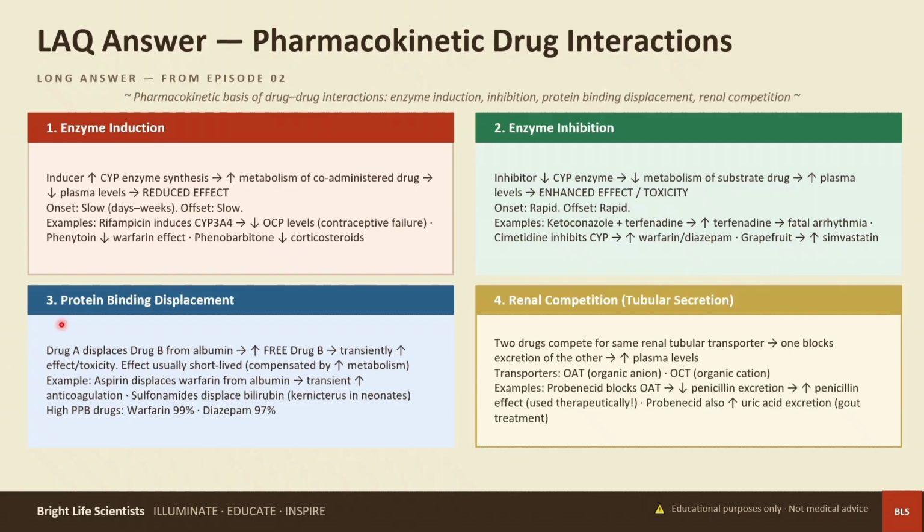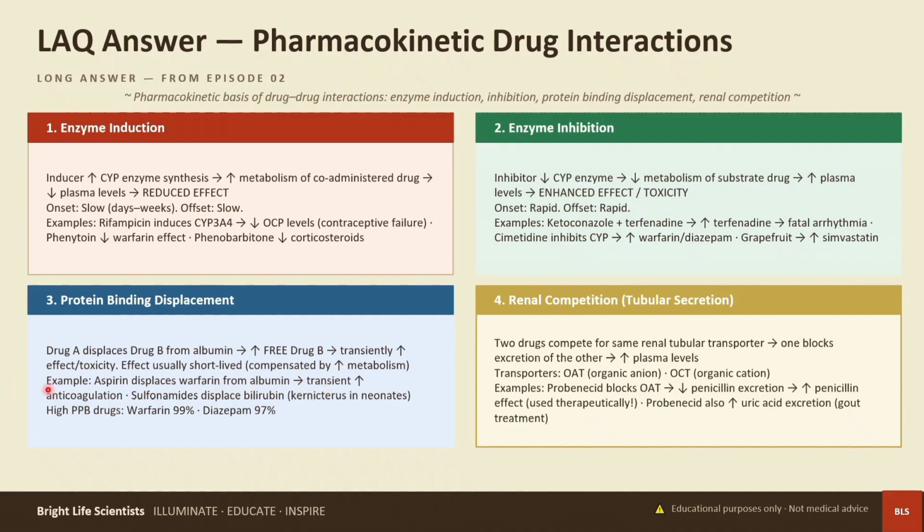Drug A displaces drug B from albumin, suddenly increasing the free active fraction of drug B. This transiently increases the effect and toxicity of drug B. However, the effect is usually short-lived because the higher free levels also trigger more metabolism and excretion. Classic example: aspirin displaces warfarin from albumin, transiently increasing the risk of bleeding.